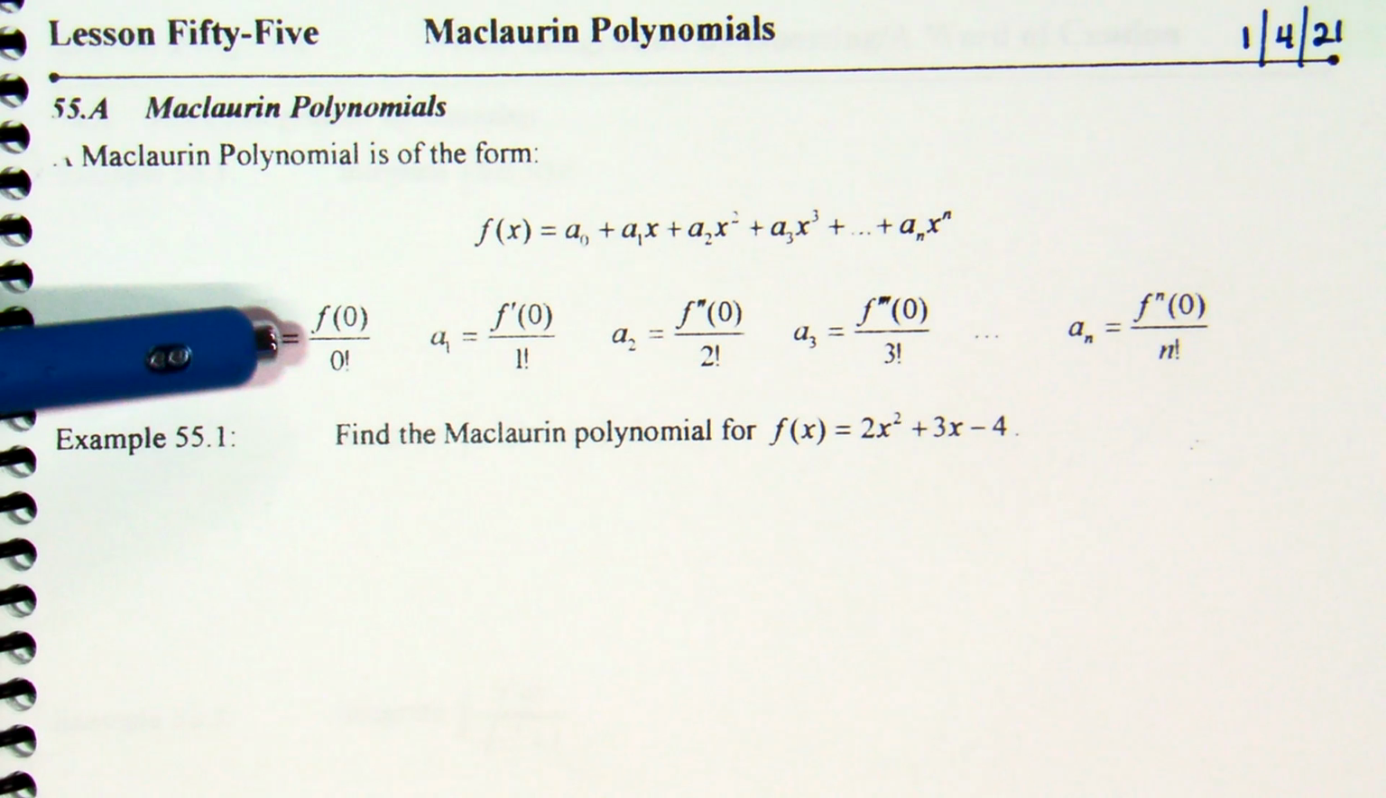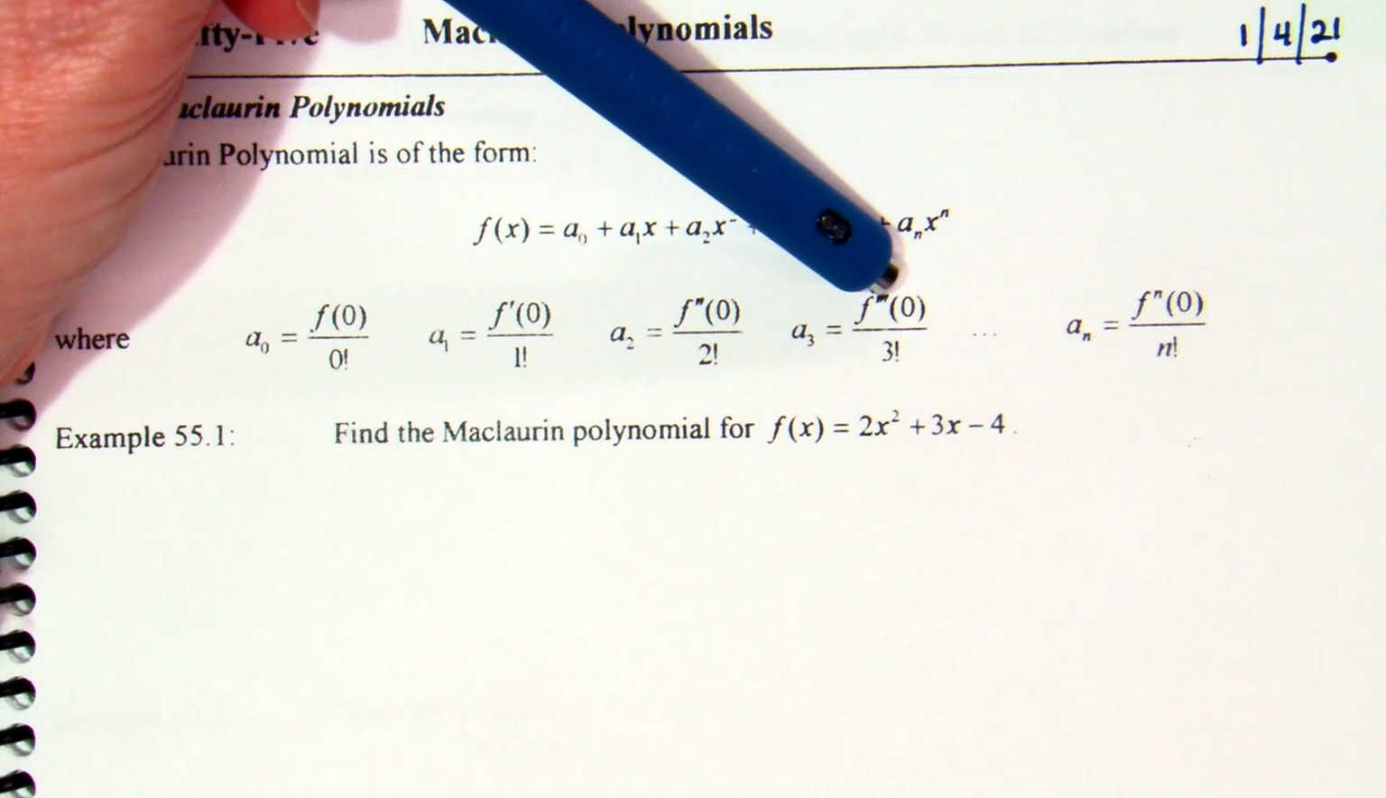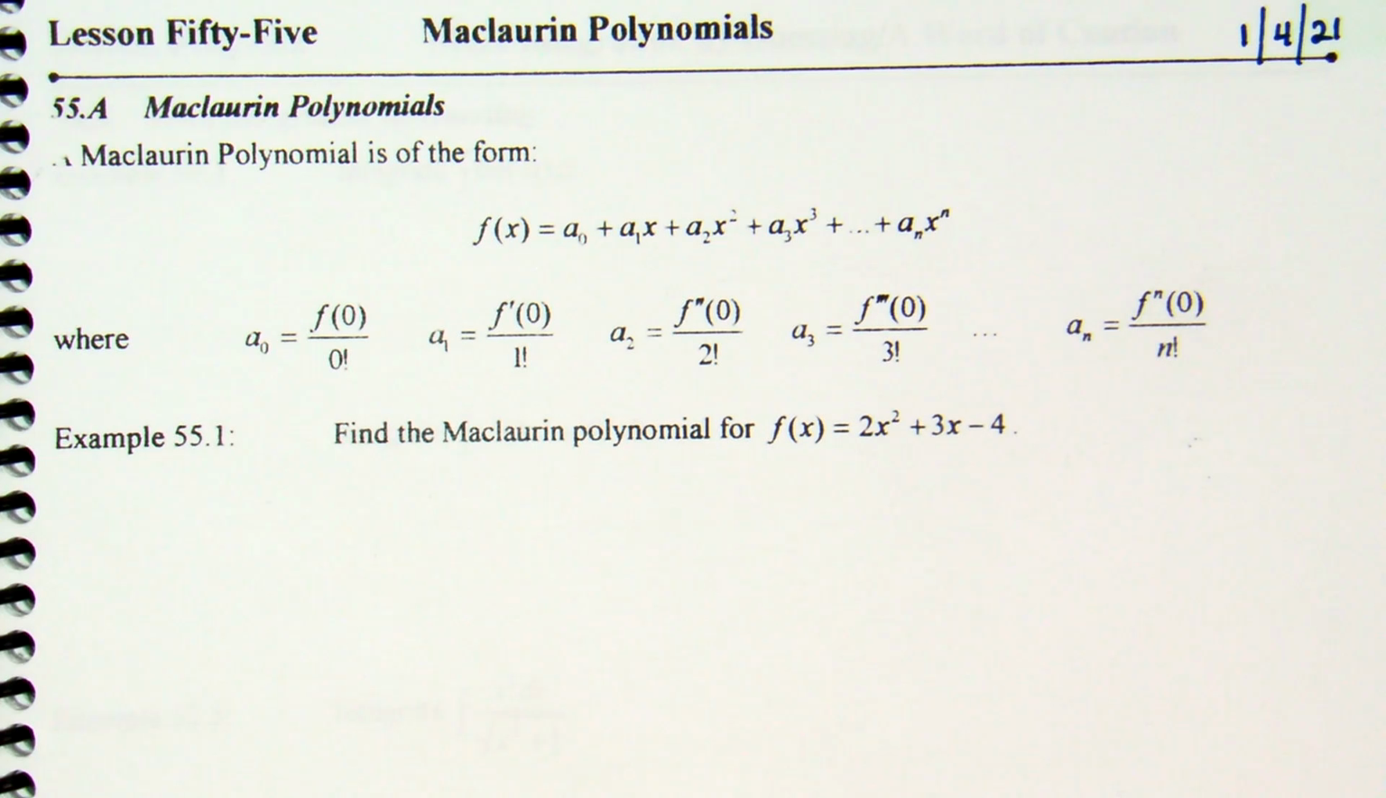So when it comes time to find a1, notice it's the first derivative of f, so f prime at 0 over 1 factorial. In order to find a2, it is the second derivative evaluated at 0 over 2 factorial. a3 is going to be the third derivative evaluated at 0 over 3 factorial. So if you're trying to find a5, then it's the fifth derivative evaluated at 0 over 5 factorial. It's always that series there.